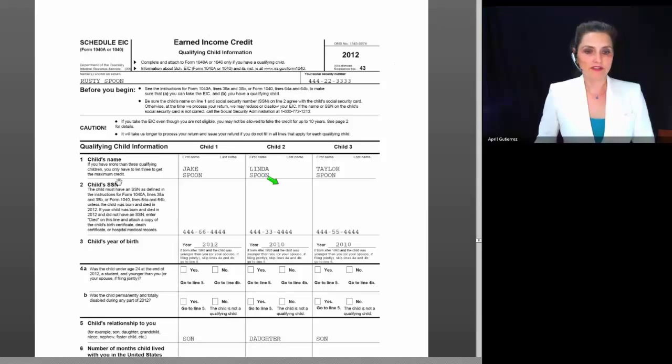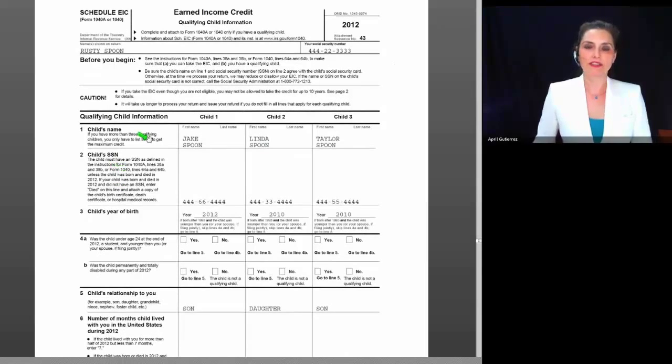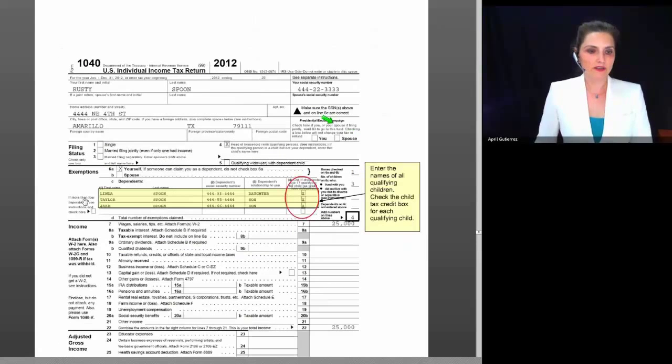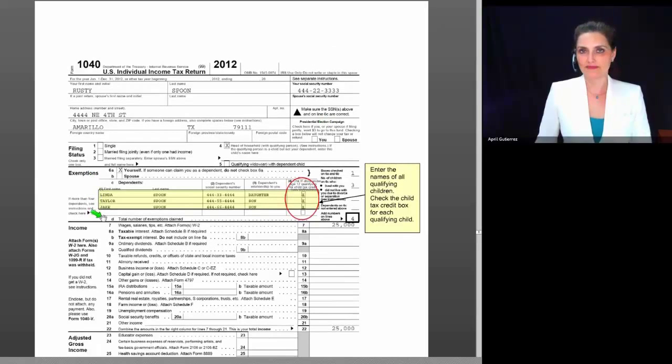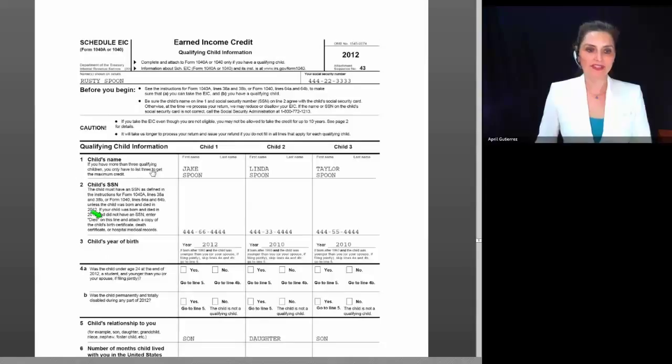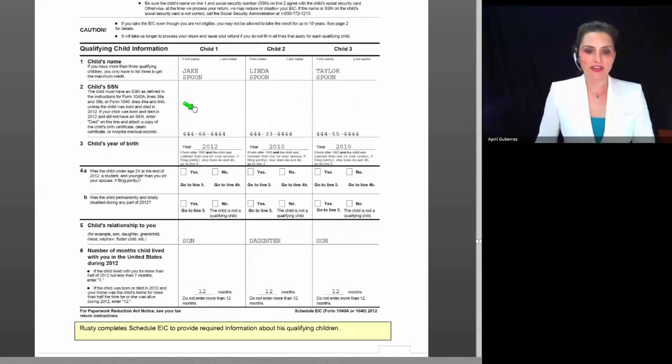And then moving on to the earned income credit schedule, look at the way that my software has ordered things. We have Jake, Linda, and Taylor. And on the front of the return, we have Linda, Taylor, and Jake. And that's something to be on the lookout for when you're answering those questions, because the software automatically lists the children with the youngest child first. And you can see that the birth year is listed for each of these children, the relationship, and the number of months that the children were in the house.